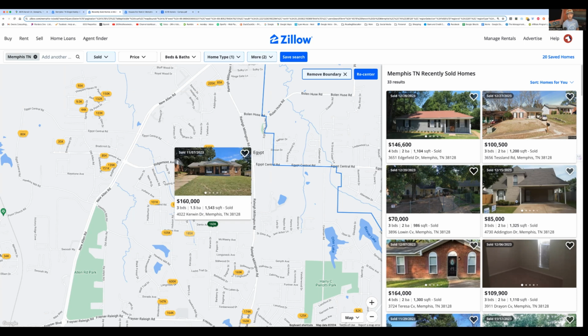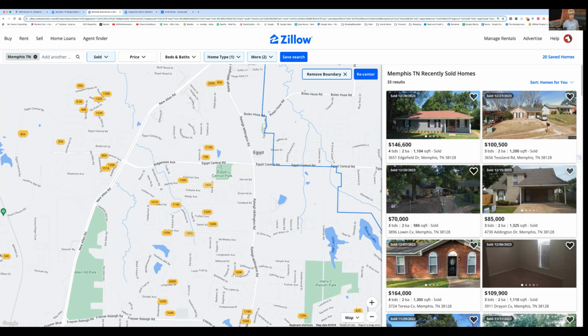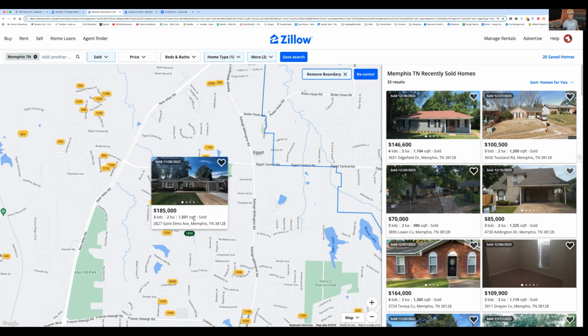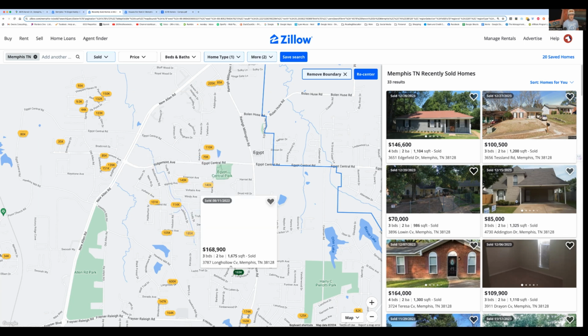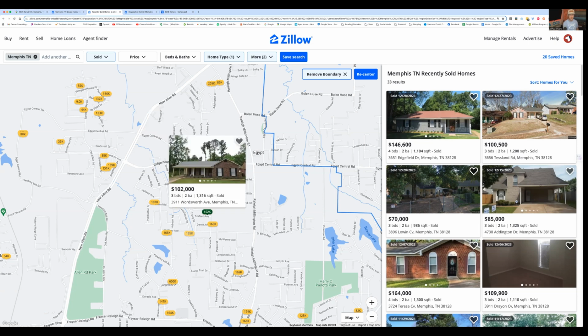That's exactly what we were seeing with regard to the closeness of that property right on my street as well. This 185 comp is about 1,500 square feet, 3 bedroom, 2 bath. We have another one down here, 169, that's a little bit further away that I may not want to use. But looking at some of these different comps, like we also have a 102. So what's wrong with this house, right? 1,300 square feet, 3 bedroom, 2 bath.